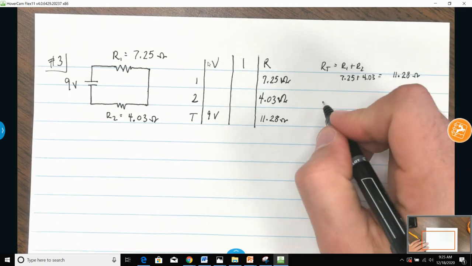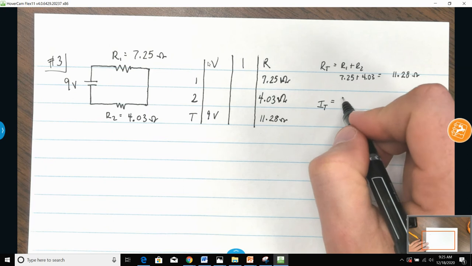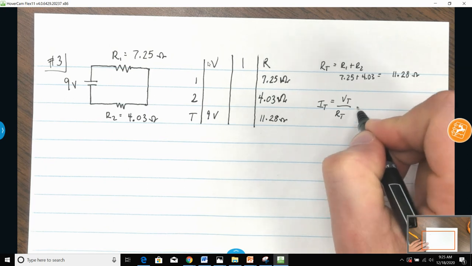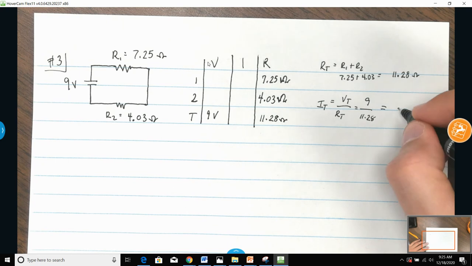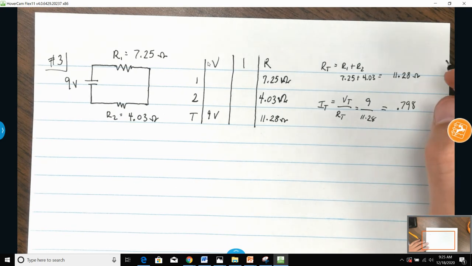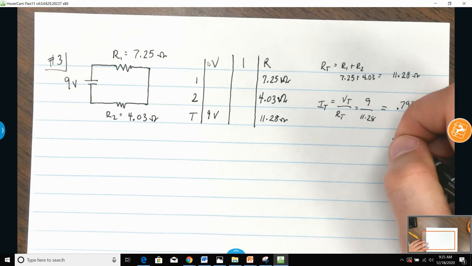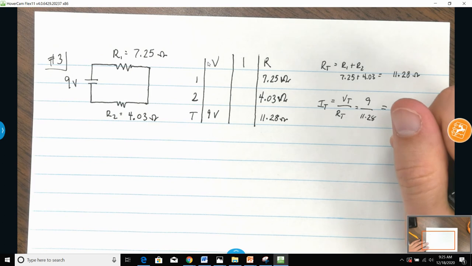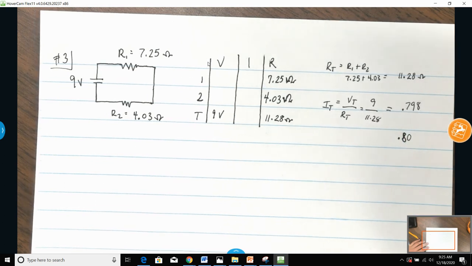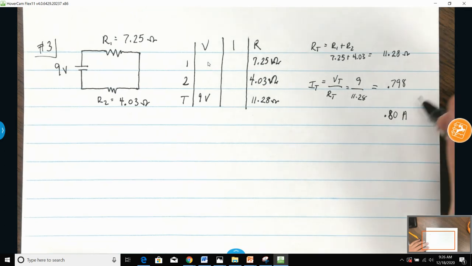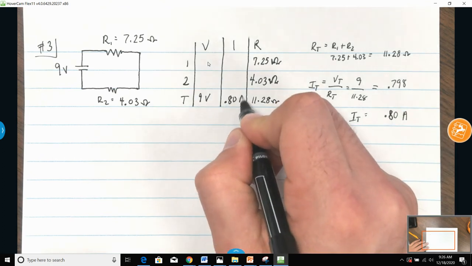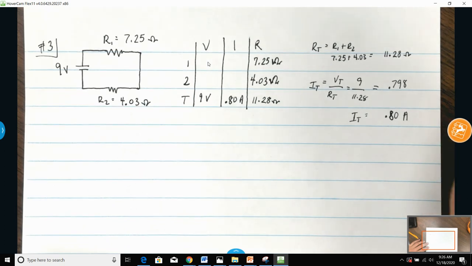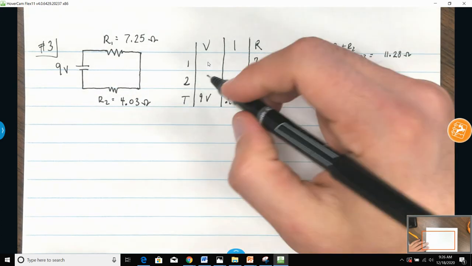All right, beautiful. Now I can do Ohm's law to find IT. I'm going to do 9 over 11.28, and that kicks out like 0.798. For this, I'm actually going to round this current to 0.8. I'm going to call it 0.80 amps as my IT, the total current. With that, again, in series, the current at any spot is always the same. So if you know what the total is, that's the same current going through resistor 1 and resistor 2.